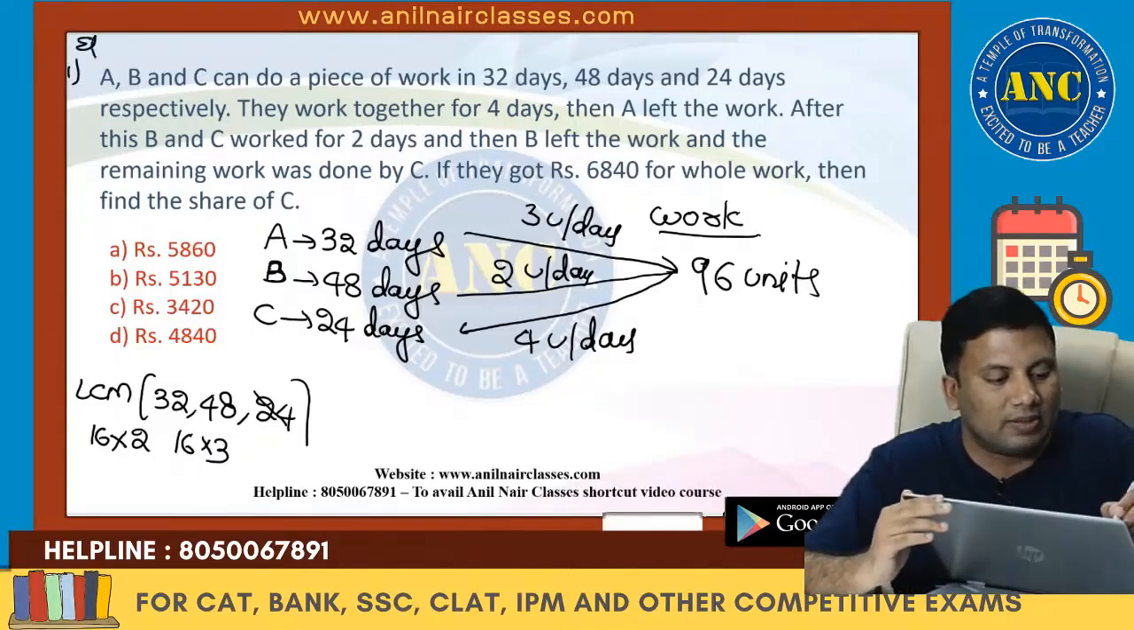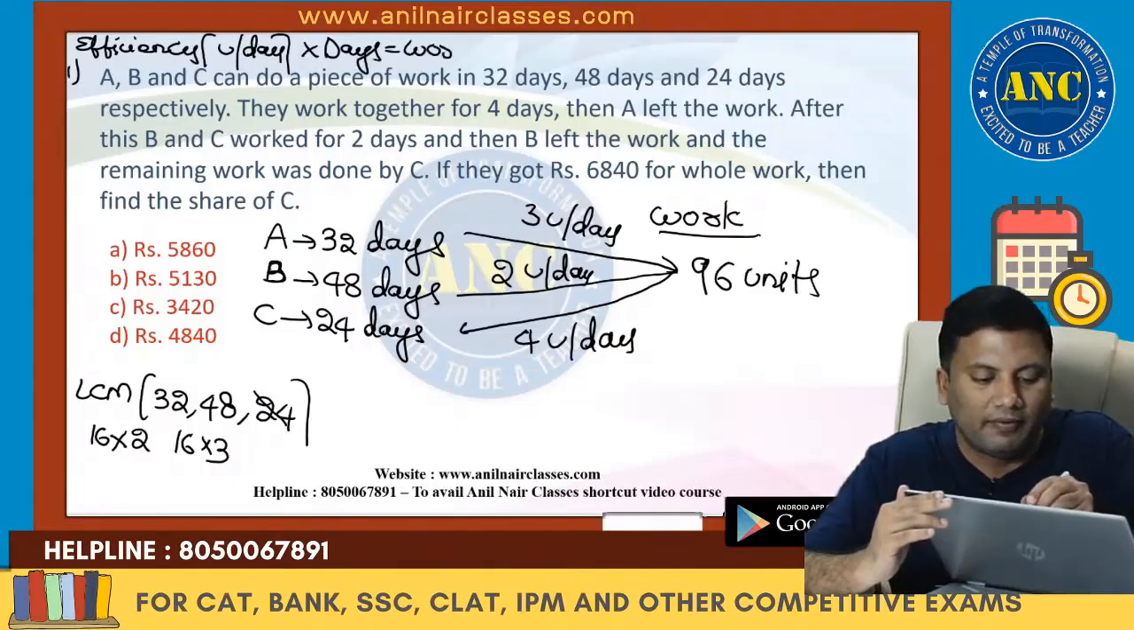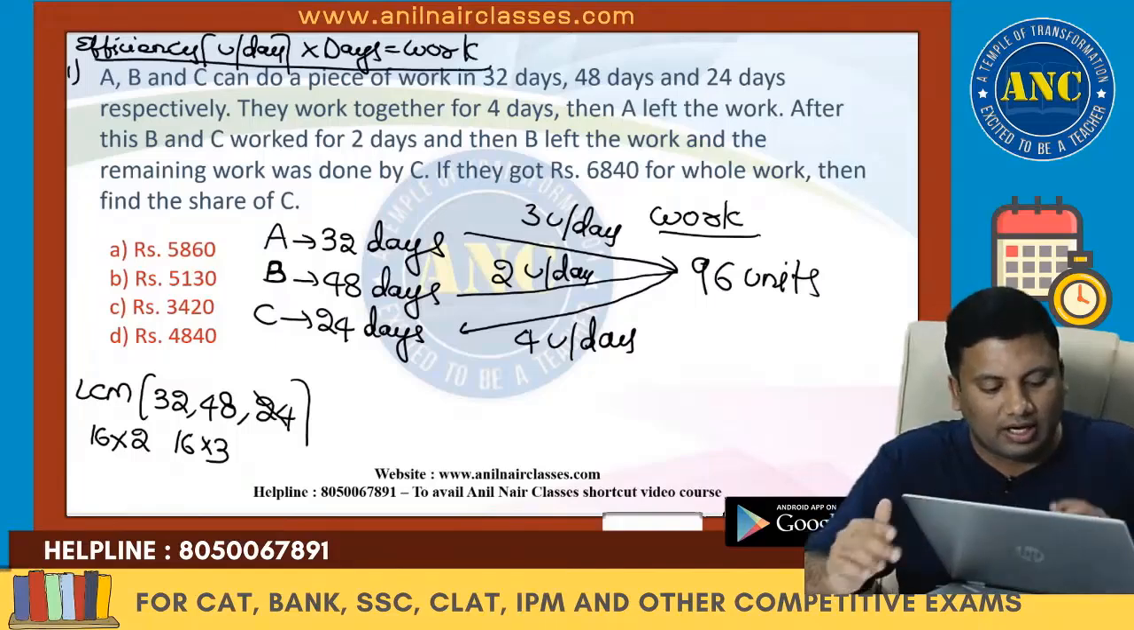What is the concept? Efficiency into days. Efficiency is nothing but the number of units worked per day into number of days. That will give me the total work done.